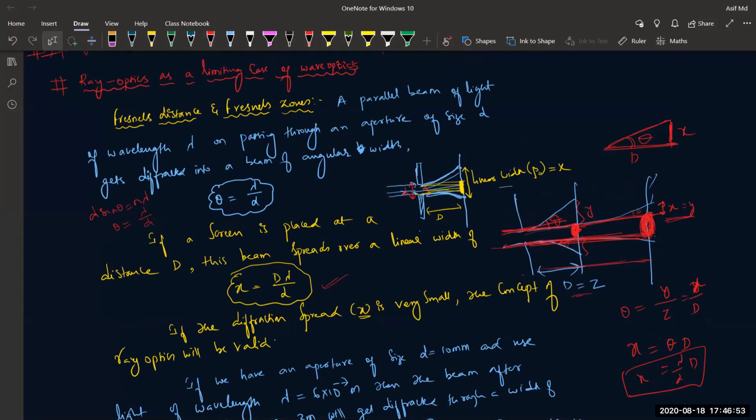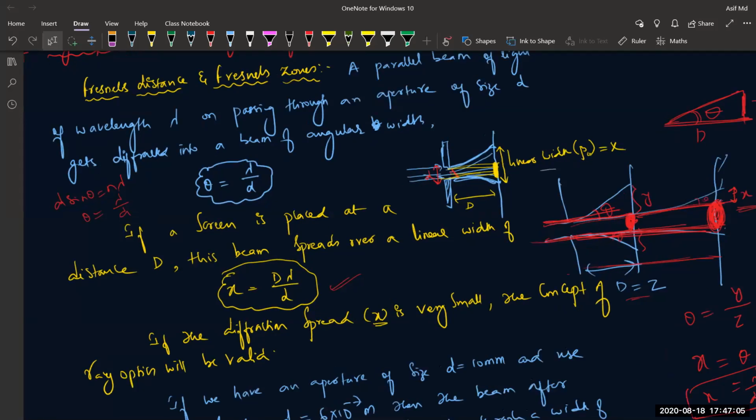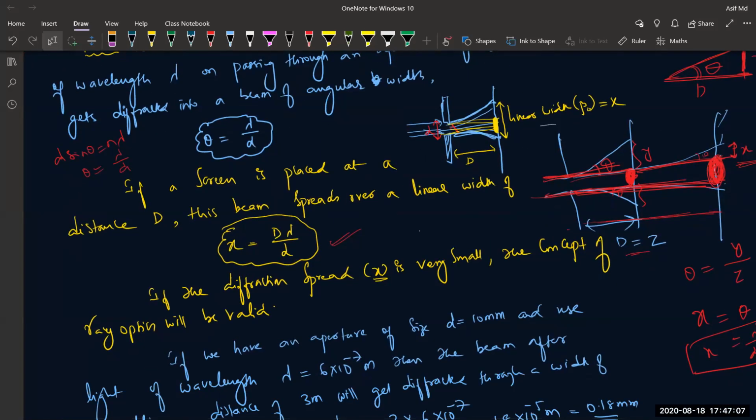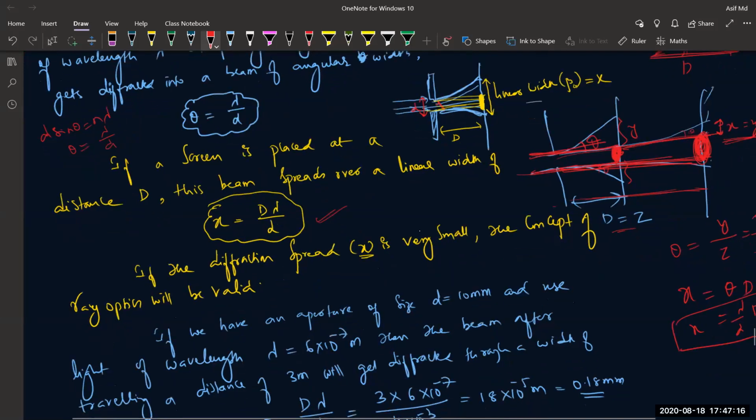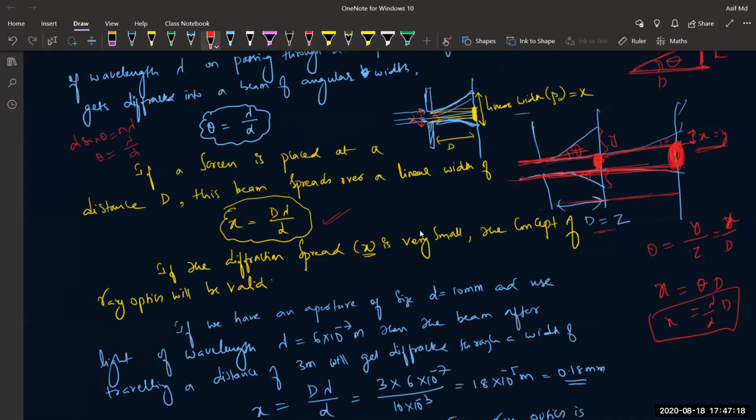A parallel beam of light of wavelength lambda passing through an aperture of size d gets diffracted into a beam of angular width. That angular width is calculated by the formula theta is equal to lambda by d. If the screen is placed at a distance of capital D, this beam spreads over a linear width, and that value is x is equal to D into lambda by small d. Now, if the diffraction spread x is very, very small, then the concept of ray optics will be valid.